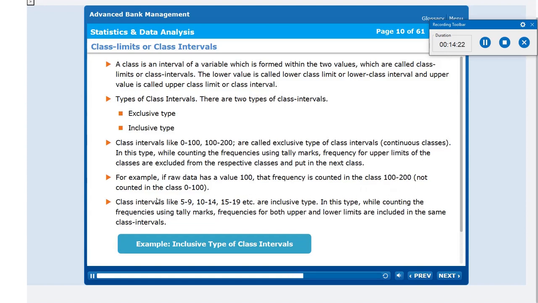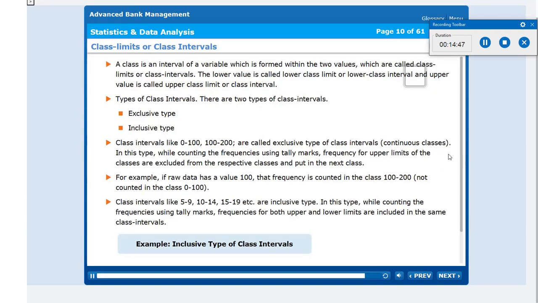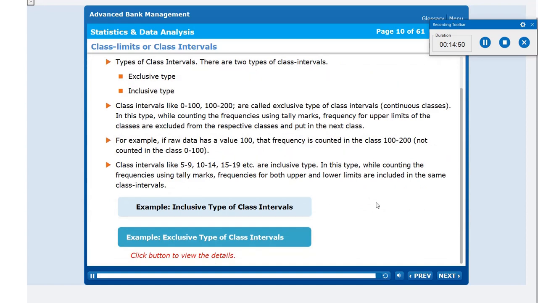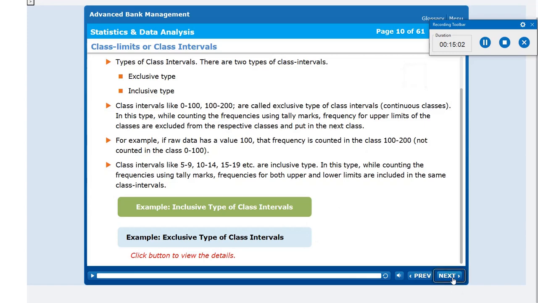Class intervals like 5 to 9, 10 to 14, 15 to 19, etc. are the inclusive type. In this type, while counting the frequencies using tally marks, frequencies for both upper and lower limits are included in the same class intervals. Inclusive type of class intervals. Exclusive type of class intervals. Class boundaries.